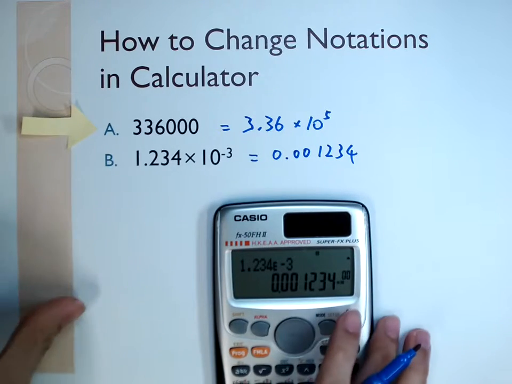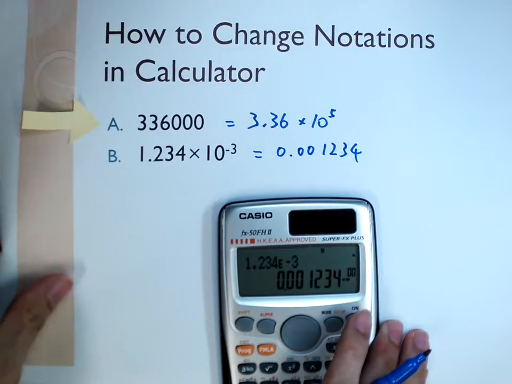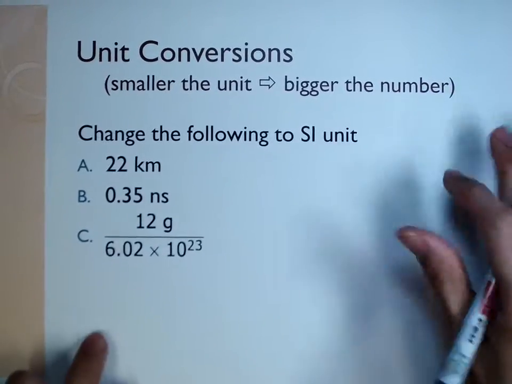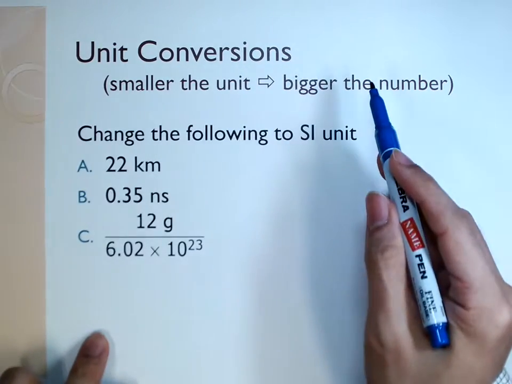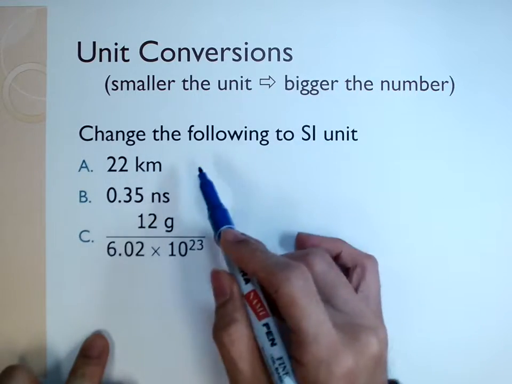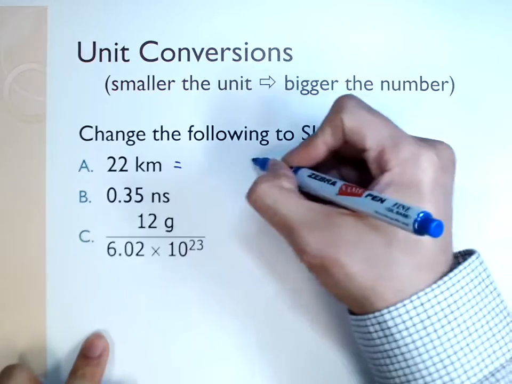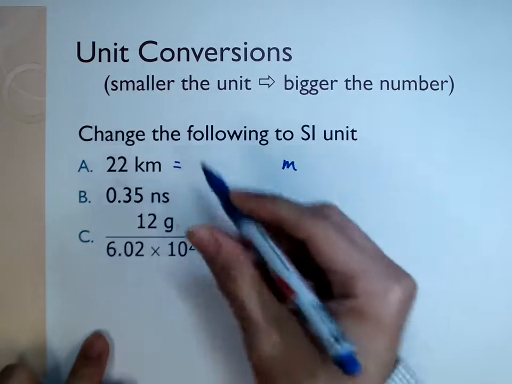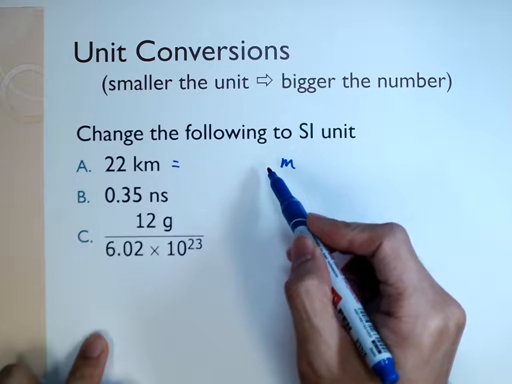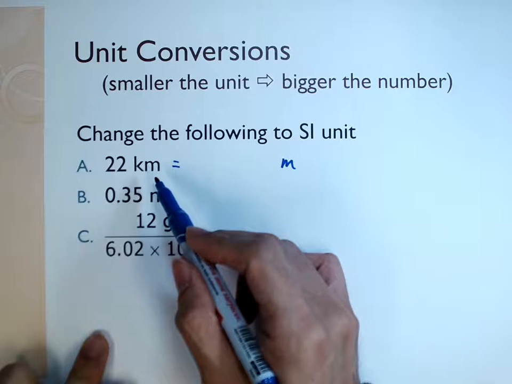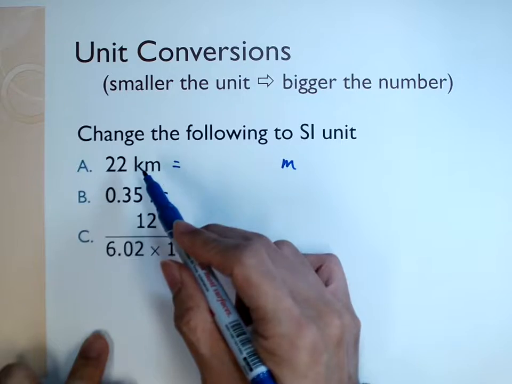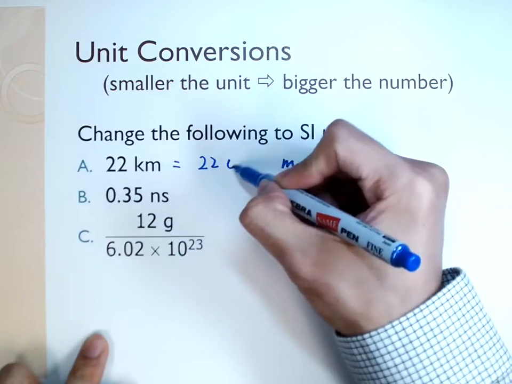So now finally we go to the unit conversion problem. Remember, for unit conversion, the smaller the unit, the bigger the number. For example, if I want to change this number to SI unit, that means I want to change it to meter. Meter is the SI unit. So this one is a smaller unit, so the number I obtain should be bigger. I do believe that you already know how to do it, because 1 km is 1,000 meters, so you know that the answer is 22000.